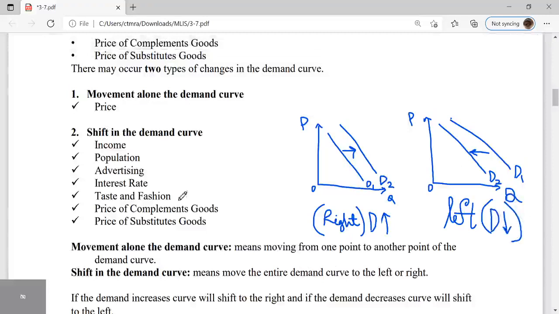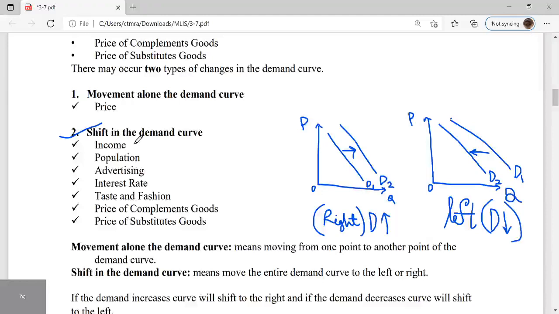Okay, now let's go through the factors we're talking about. A shift occurs when there is a change in the non-price factors. So these are the non-price factors which are linked to shift. The first one is income. Some people think that it's very similar to price, but it's not price. We are not talking about the price of the goods and services. We are talking about the income of the people, the consumers. So whenever the income is increasing, what will happen to your favorite food?